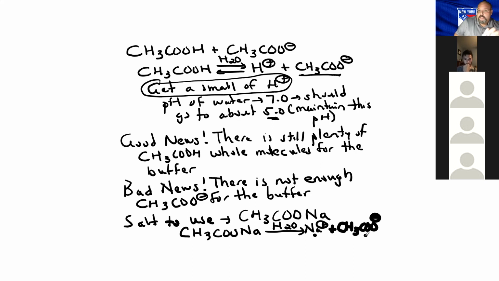But now here's the question. How much of that do you get from the sodium acetate? Do you get a lot or a little? And the answer is you get a lot. What tells you that you get a lot? It's the single arrow. The single arrow tells you that when you take sodium acetate and place it in water, all of it dissociates into Na plus and CH3COO minus. So that's how I would make this buffer.